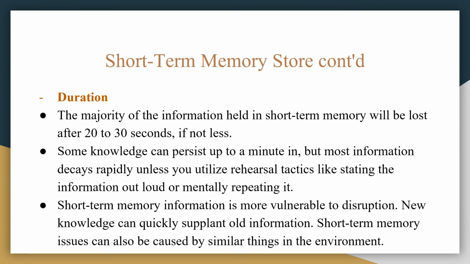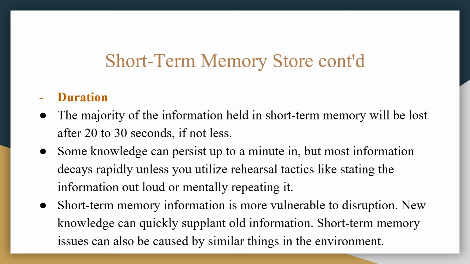In terms of its duration, the majority of information held in short-term memory will be lost after 20 to 30 seconds, if not less. Some knowledge can persist up to a minute, but most information decays rapidly unless you utilize rehearsal tactics like stating the information out loud or mentally repeating it. Short-term memory information is more vulnerable to disruption. New knowledge can quickly supplant old information.